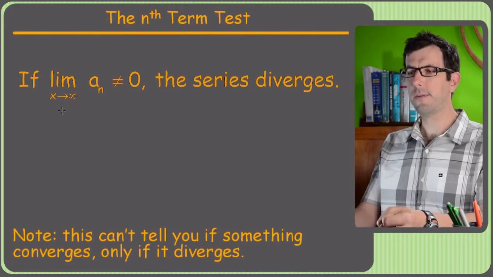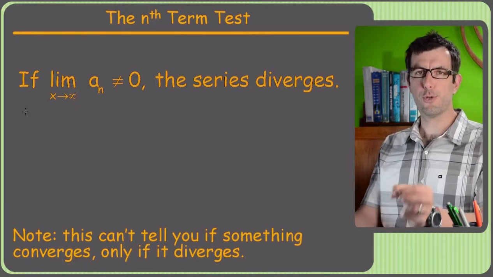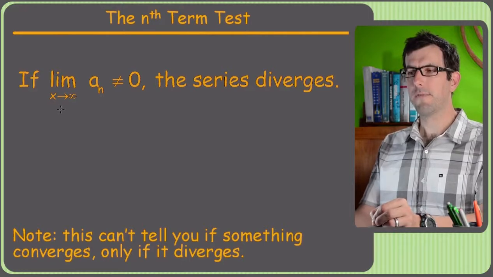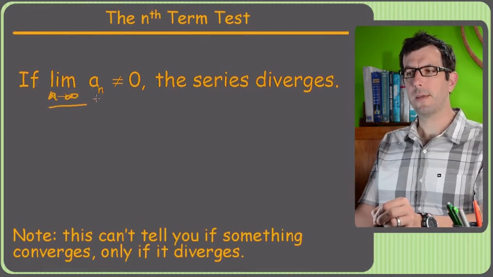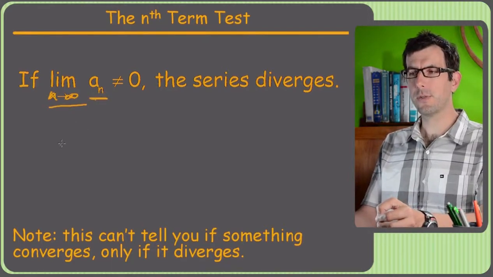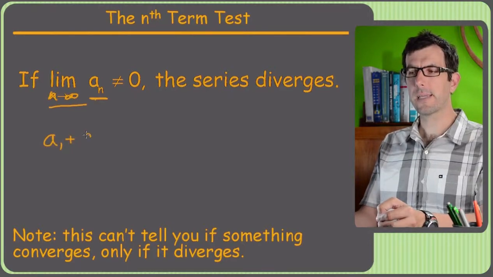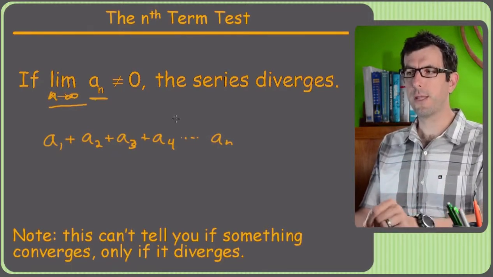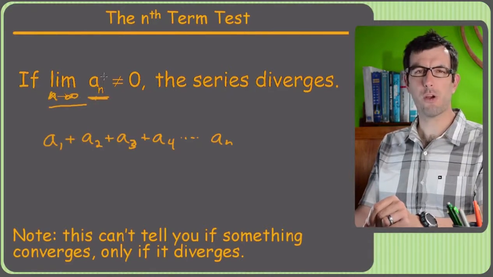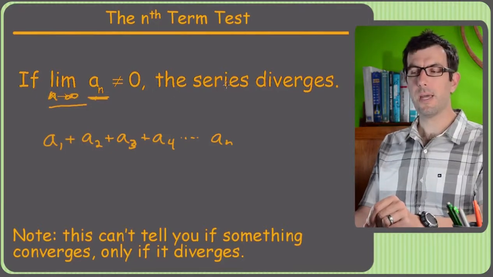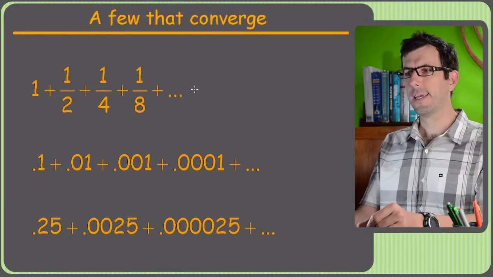So if you write it down, this is the technical statement of the theorem. If the limit as n approaches infinity of a sub n, which is just the nth term, because as you list out a series, it's the first term plus the second term plus the third term, and the terms are just called a, and a sub n would be the nth term. So if, as n approaches infinity, the infinitieth term is not close to zero, then the series diverges. So now we've got that out of the way.